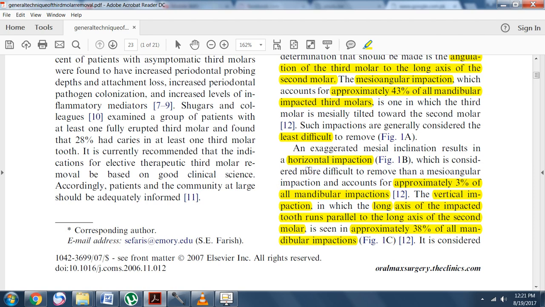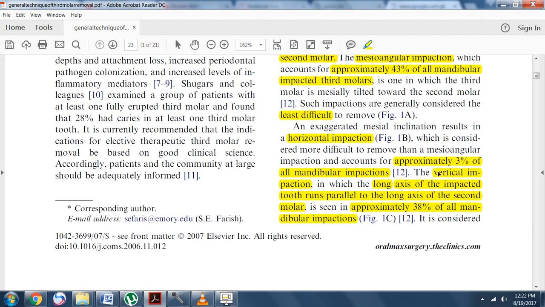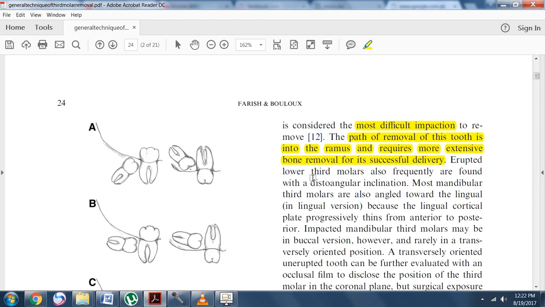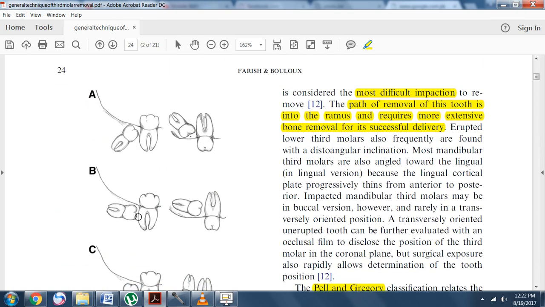The second impacted tooth that we encounter is the horizontal impaction. It accounts for approximately 3% of all the mandibular impactions. Here you can see a horizontal impaction.